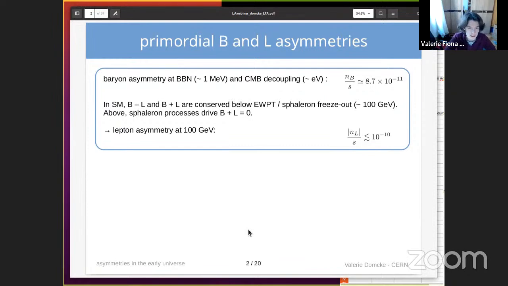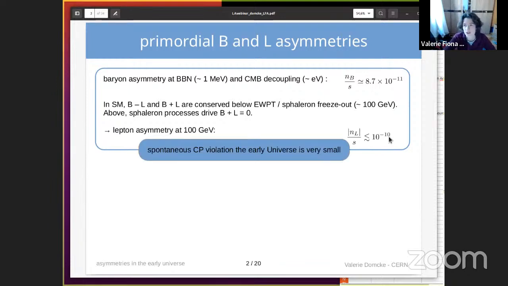So if you take together this information and you say, okay, well, I know my baryon asymmetry is small, I know that I have a dynamical mechanism that drives B plus L to 0, then you would conclude and say, okay, but then the lepton number obviously also has to be small, right? And it can be at most of the same order of magnitude. So that's kind of where the standard discussion stops, right?